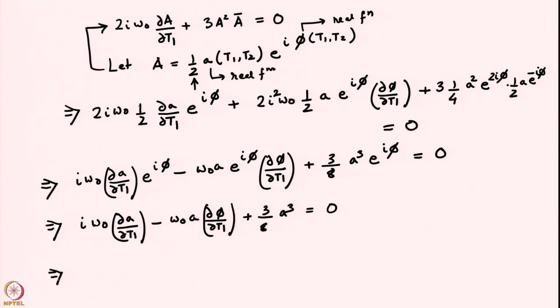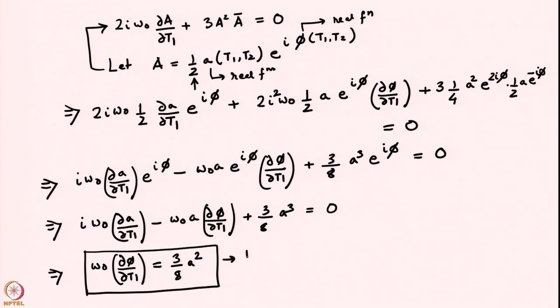So the real part is just the second and the third terms, so that gives me omega 0 del phi by del T1 is equal to 3 by 8 a squared. I have cancelled out one a. This is the real part.